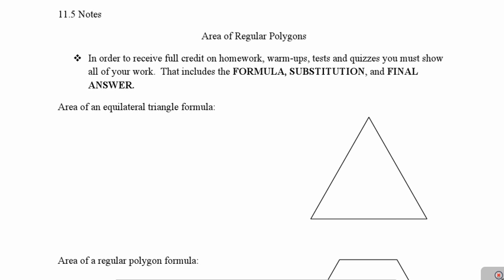In this video, we will be discussing how to calculate the area of a regular polygon. But before we talk about that, let's talk about what a regular polygon is. A regular polygon is a polygon that has all sides and angles congruent. So all the sides are congruent and all the angles are congruent to each other.